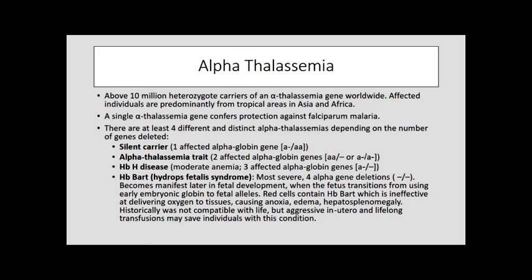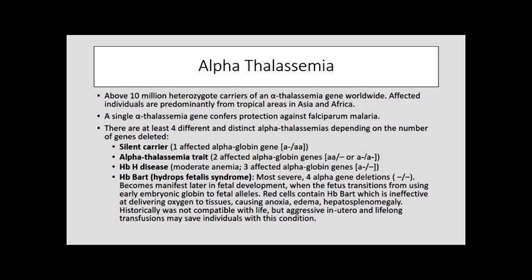Okay, notice that we have 10 million heterozygotes worldwide. Okay, so there are 10 million people who are carriers. Remember, this is an autosomal recessive condition. So if they don't marry with another one, part of the offspring will be carriers. If they marry another who is heterozygous, remember, part of the offspring is likely to be homozygous.